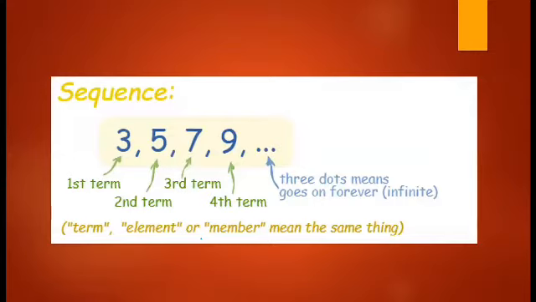Okay. So, I have here sequence 3, 5, 7, 9. So, number 3 is the first term. Number 5 is the second term. 7 is the third term. 9 is the fourth term. And these three dots here means goes on forever or infinite. May walang katapusan or walang hangganan. So, these numbers, it calls a term, no? Tinatawag po natin tong term, element, or member ng isang sequence. Okay?